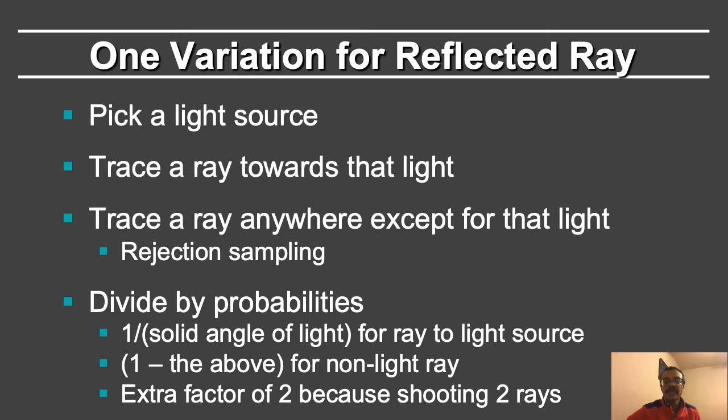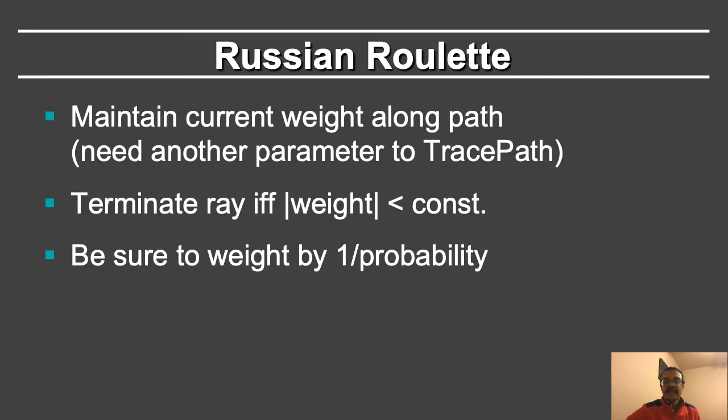And for the ray not hitting the light, you have to divide by 1 minus that probability for hitting the light. And you may need to adjust for a factor of 2 because you're shooting 2 rays. So in this way, you ensure you always trace towards the light source. There is another technique you will consider in the homework assignment, which is something known as Russian roulette.